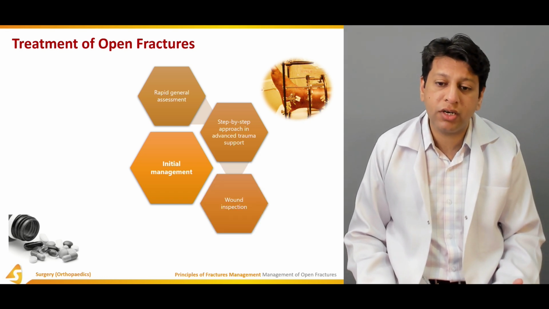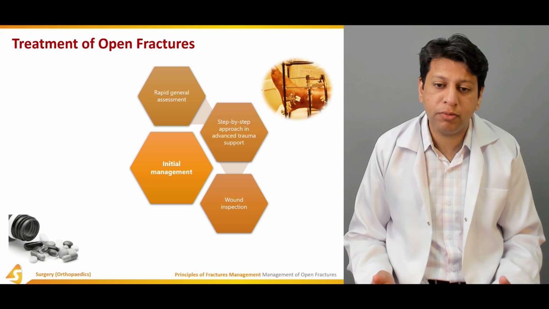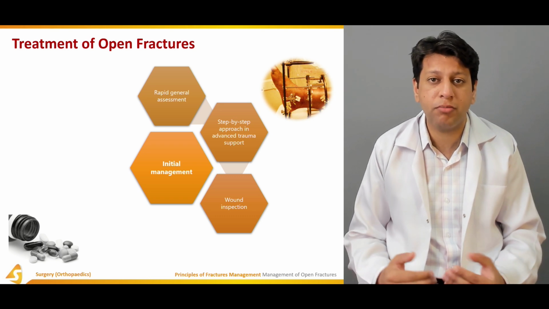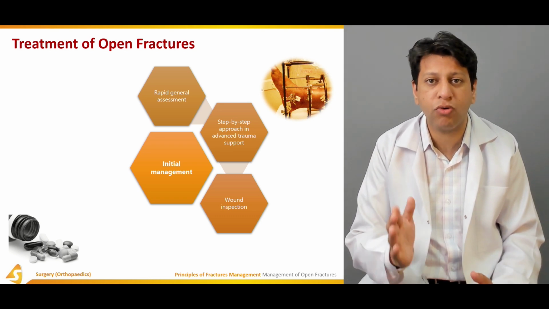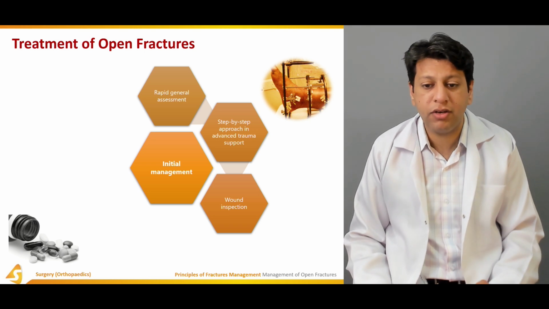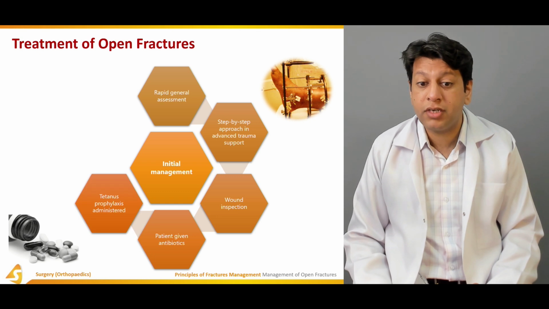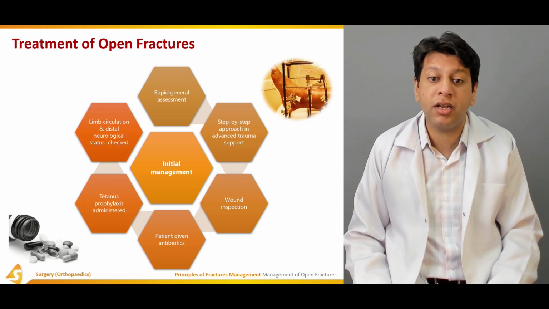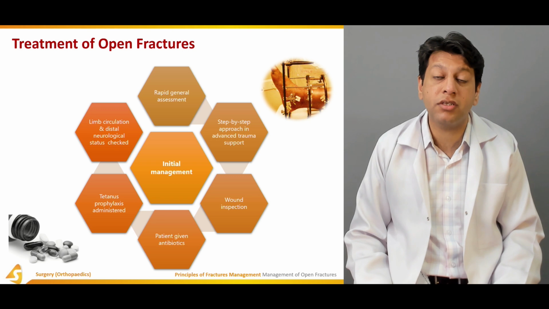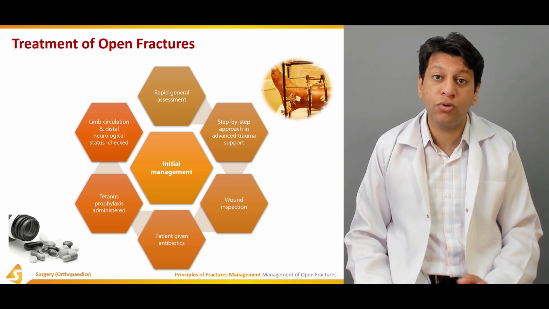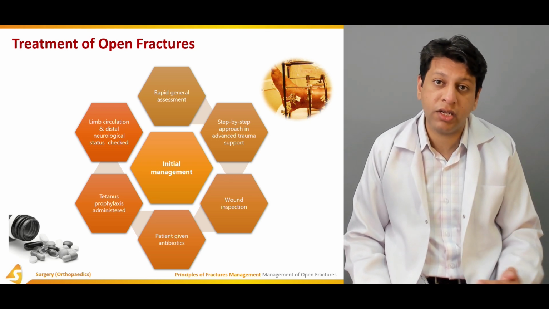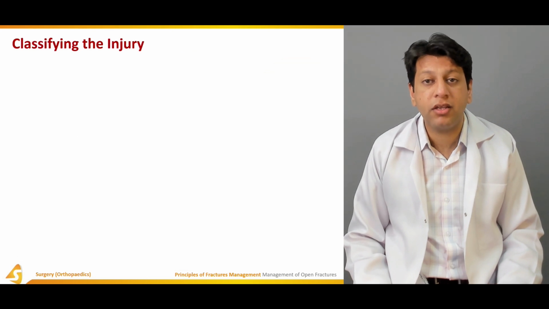Then you have to look at the wound. If there are no other associated problems, and it is only isolated musculoskeletal trauma or an isolated open femur fracture, then you have to look at the wound. The patient has to be given antibiotics. Tetanus prophylaxis has to be administered, and limb circulation and distal neurological status have to be checked. That is the look, feel, move formula, which has to be done over here as well. Then we classify the injury.